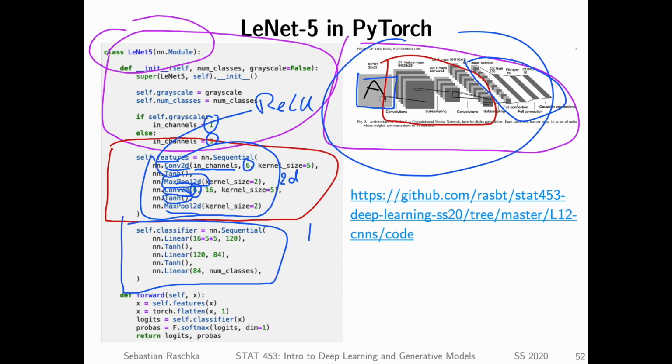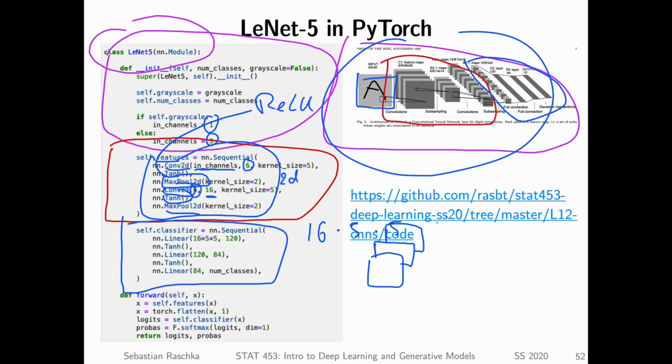Okay, so this will produce an output, and if you would compute it, it would be 16 channels. So this is the 16 here, times 5 times 5. So we would have 16 of these feature maps. And this will then go into the classifier section.